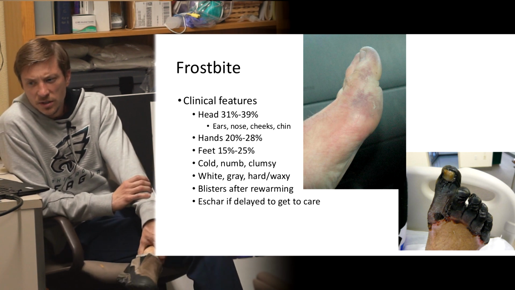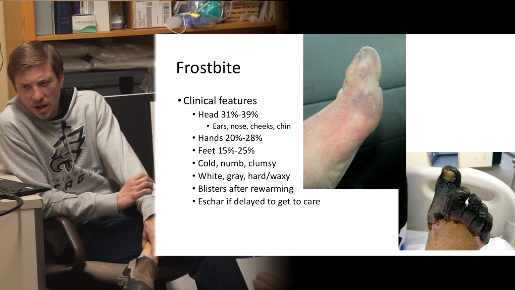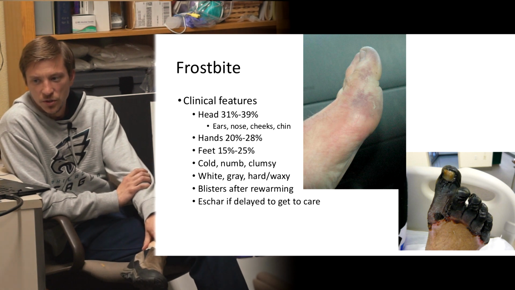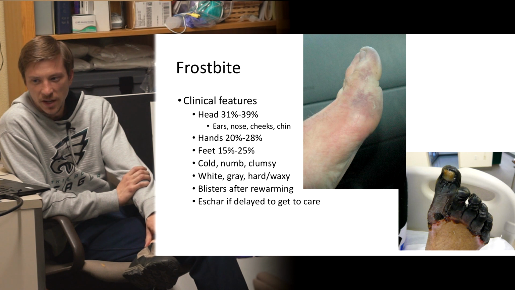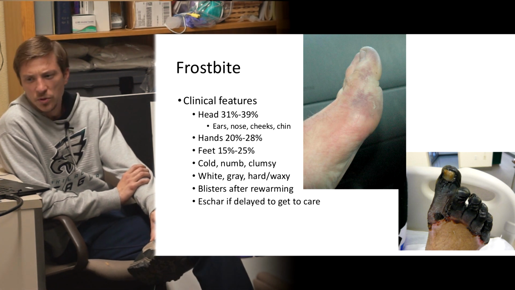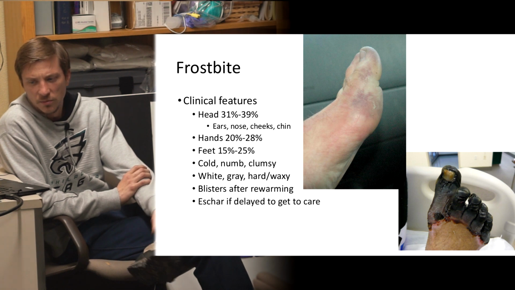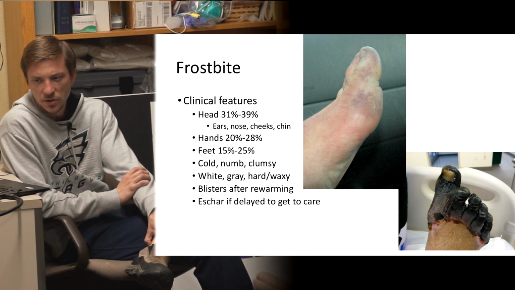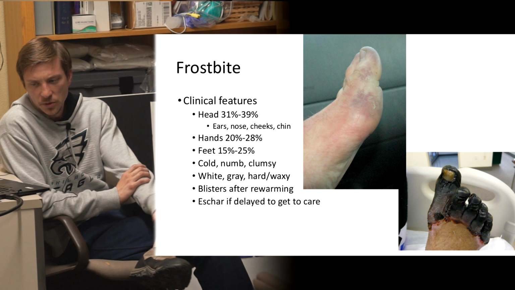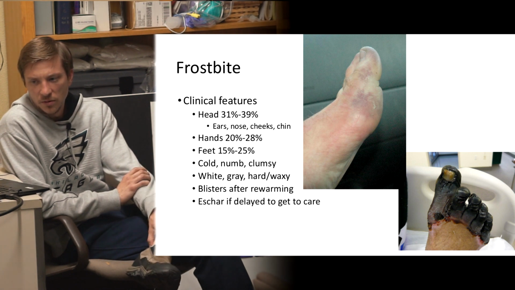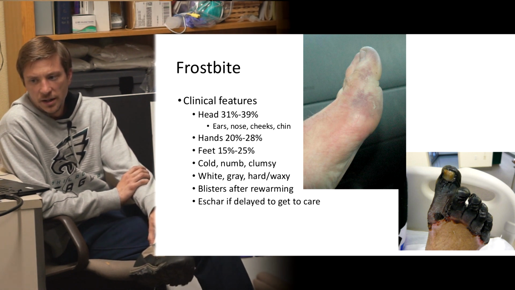So clinical features. I was surprised when I was researching for this, most commonly you get frostbite on the face. So on the head: ears, nose, cheeks, chin. Most commonly, 31 to 39% based on the site that I was looking at. Hands are next most common, which is understandable, and then feet.